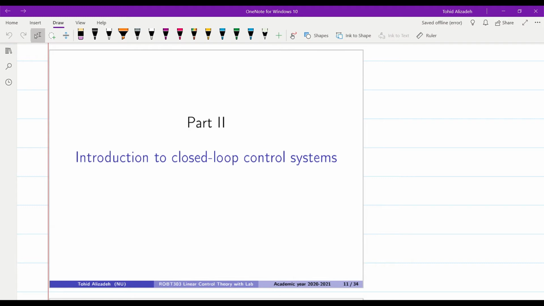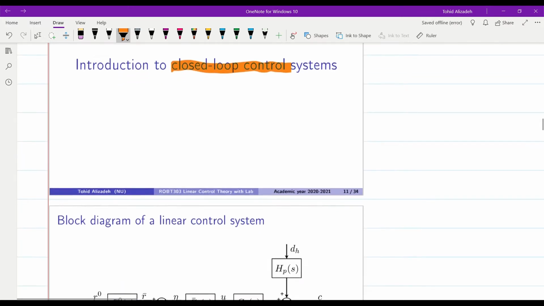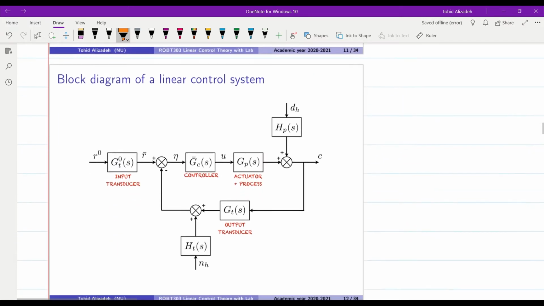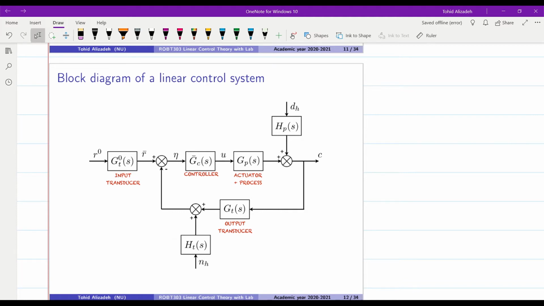In this short video, we are going to have an introduction to closed loop control systems. So this will be our main topic for this short video. Here you can see a generic block diagram of a linear control system in the closed loop form. You can see that there are a given number of blocks.